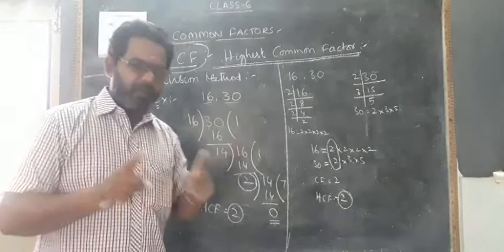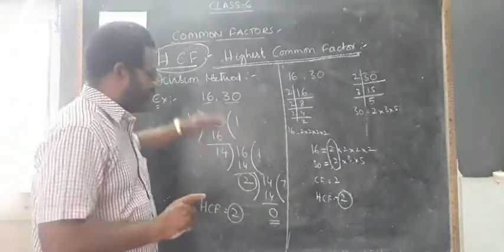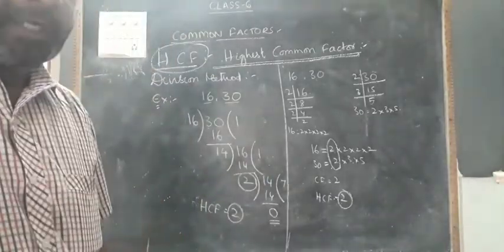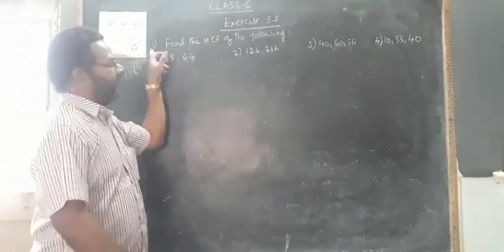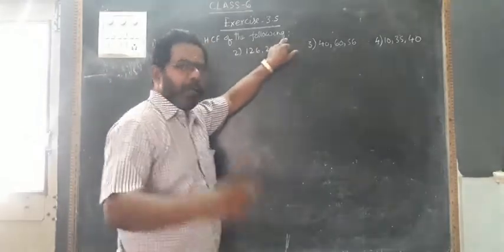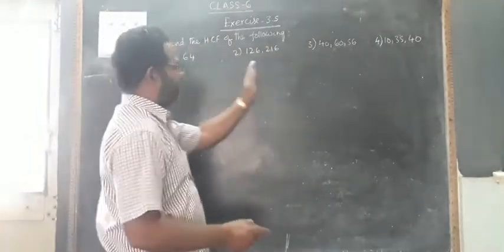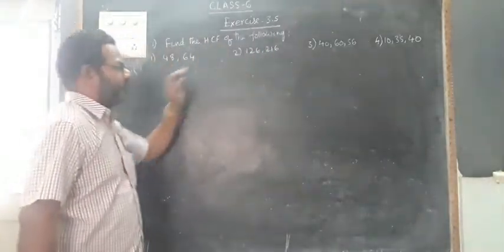After watching the video, you have to read the textbook. Definitions, everything they have given. By using that, we have to do the sums in the exercise. Understand? Okay? We shall go for the exercise. Here in exercise 3.5, the first question they have given: find the HCF of the following by using the prime factorization method and division method. Both methods we have to use for finding the highest common factor of these four sums.